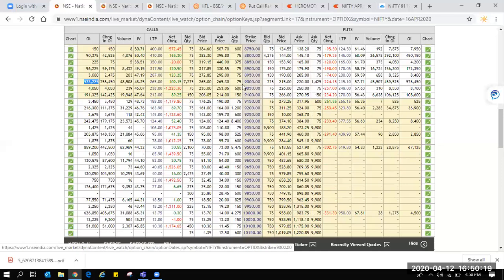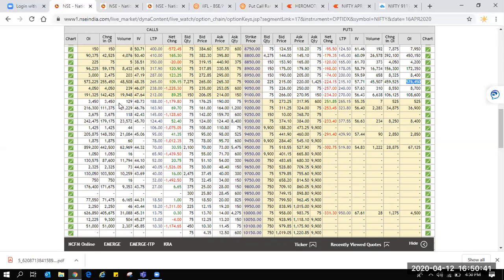So the 9,000 level will hold crucial for the next week, because we have the third highest open interest and the second highest open interest over here also. So we might see a tough fight in and around the 9,000 level.